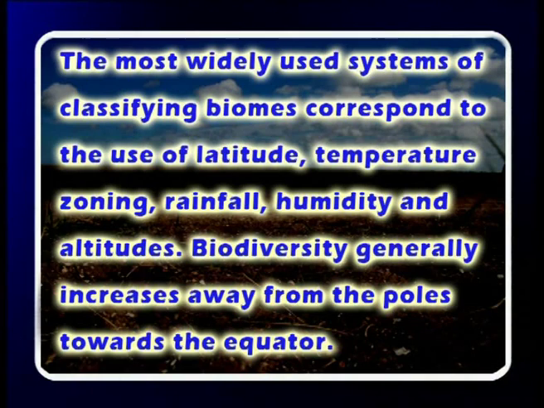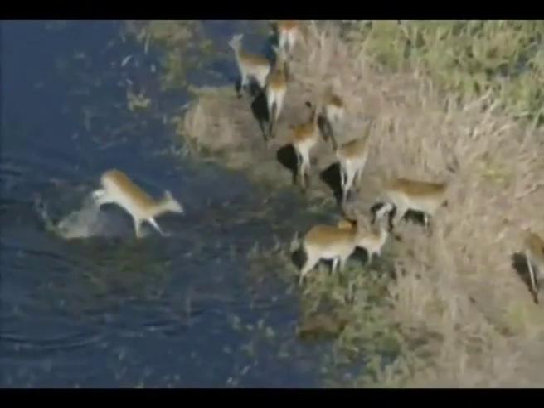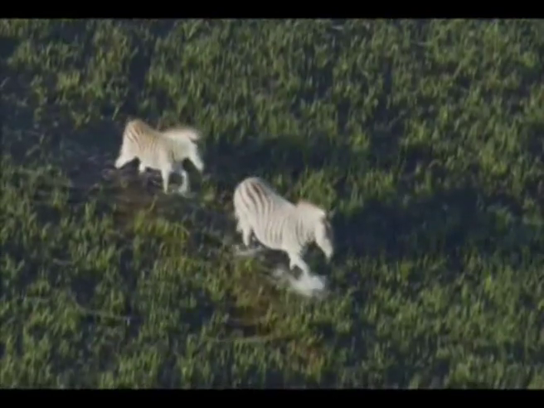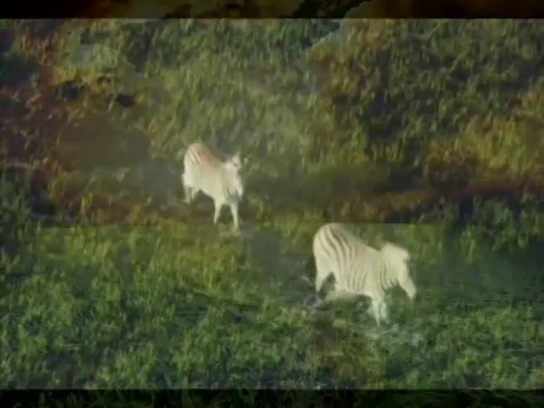The altitude or elevation is an important factor in controlling the global climate. Increasing elevation causes a unique distribution of habitat types similar to that of increasing latitudes. The most widely used systems of classifying biomes correspond to the use of latitude, temperature zoning, rainfall, humidity and altitudes. Biodiversity generally increases away from the poles towards the equator. Biodiversity also increases with increase in humidity and rainfall patterns.